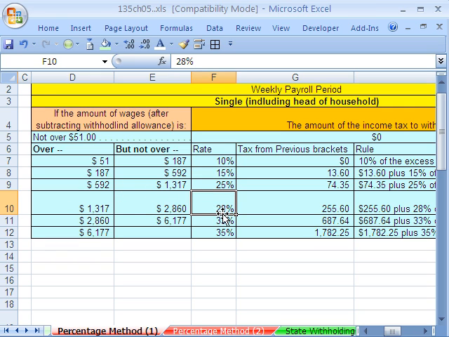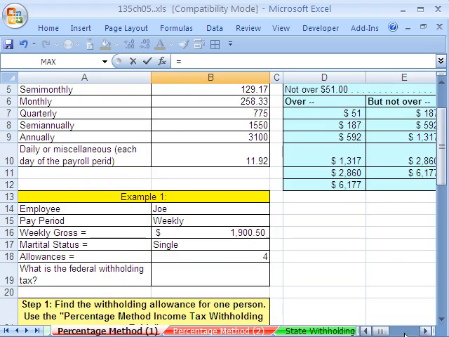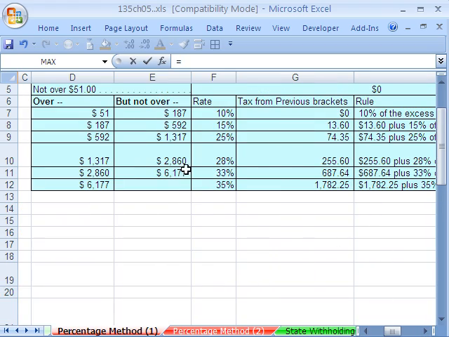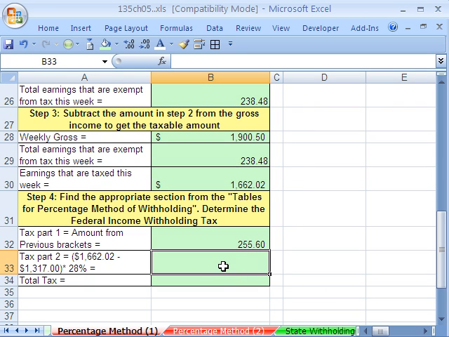So we need a 28%. And there's the tax already calculated from the earlier brackets. See, because we have lower rates and they get higher as we go forward. So you have to put the 255.60 and the 28%. I can't remember that. I'm going to say equals and go up and get it. It's already written up here. There it is. This line right here. So I'm going to select that. Enter. That's the taxes from earlier brackets.